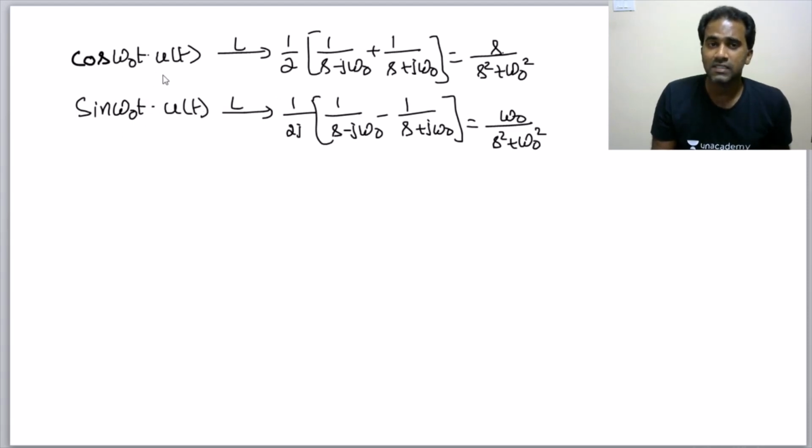Express sine and cos as exponentials: for cos, it is e power jx plus e power minus jx divided by 2. For sine, it is e power jx minus e power minus jx divided by 2j. Once you express that and apply the s-shifting property, you'll get the formula, if at all you forget.